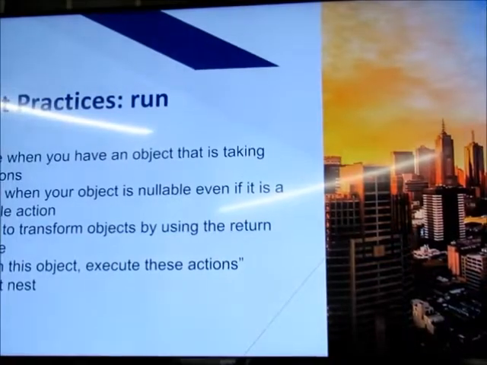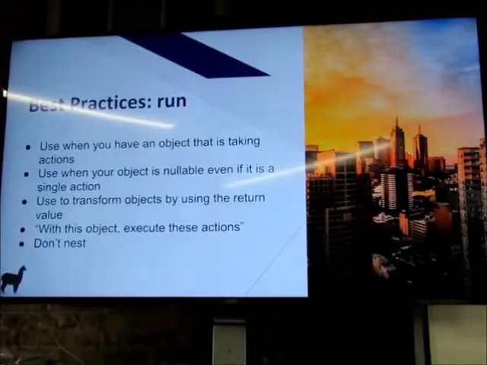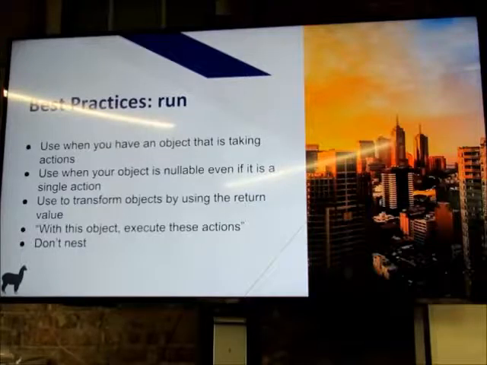Okay, last library function, run. You use this when you have an object that is taking actions. It's also useful if you have a nullable object that you maybe want to take actions on. So this object, if it exists, do these things with it. This is the one I would suggest using if you want to transform. Given this object, compose a new object out of it using some of its functions, and then the result of the run is your new object. So basically the way to think about this one is: with this object, execute these actions.